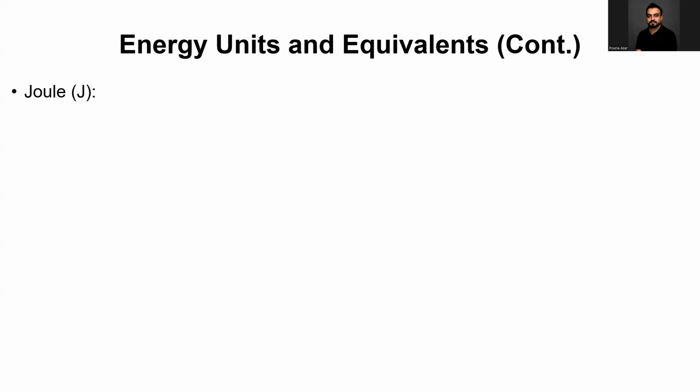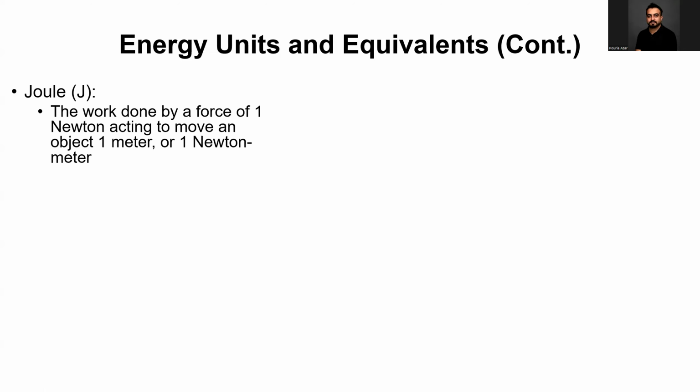And we can also define the joule. It is the work done by a force of 1 Newton acting to move an object 1 meter, or 1 Newton meter. So this is a definition of joule. And as I said, this is the SI unit for energy measurement, or the International System. And it is named for British physicist James Prescott Joule.